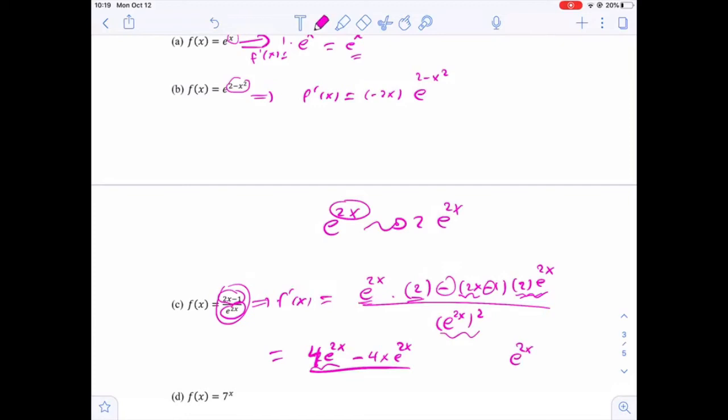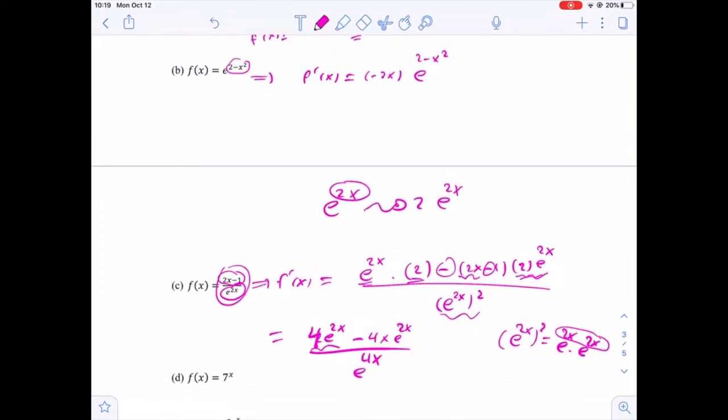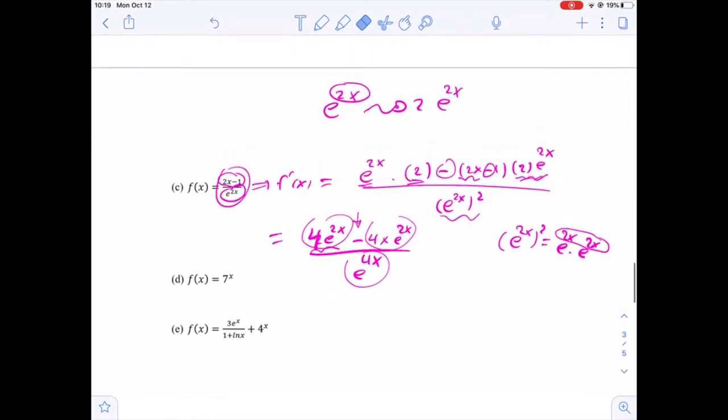How do we square e to the 2x? So e to the 2x squared is e to the 2x times e to the 2x. So we add the powers, we get e to the 4x. And if you want to simplify, you can do that. You can split from here and divide this by e to the 4x, divide this by e to the 4x, or we can leave it in this form. This is not written in the simplest form, but this is for purposes of finding the derivative.